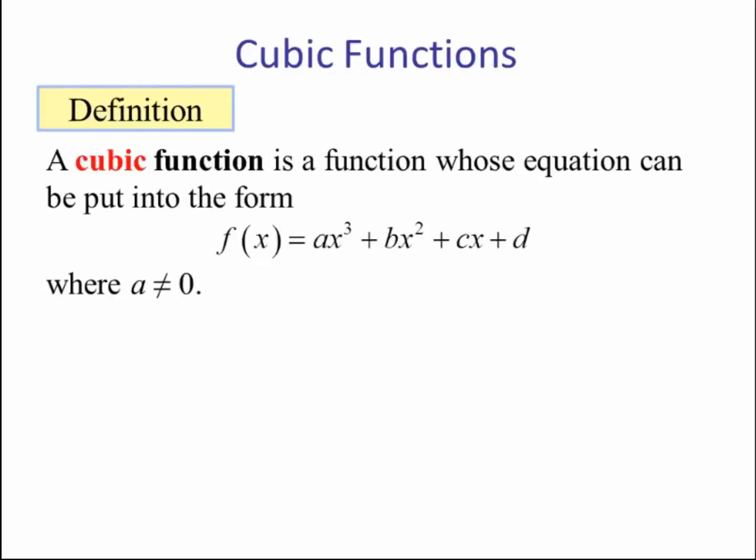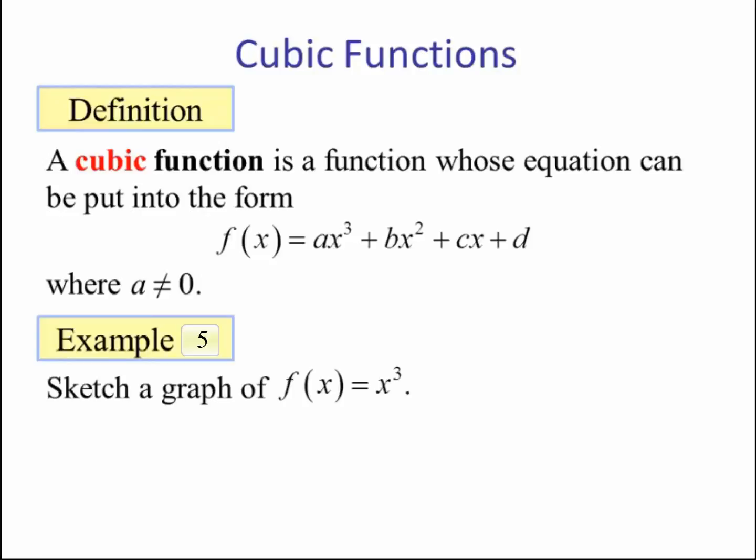Cubic functions. Definition. A cubic function is a function whose equation can be put in the form f of x equals ax cubed plus bx squared plus cx plus d, where a is not equal to 0. A, b, c, and d are all coefficients. Sketch the graph of f of x equals x cubed.